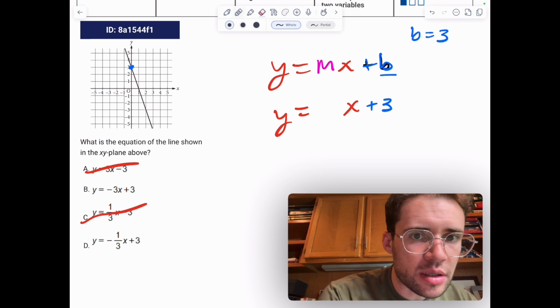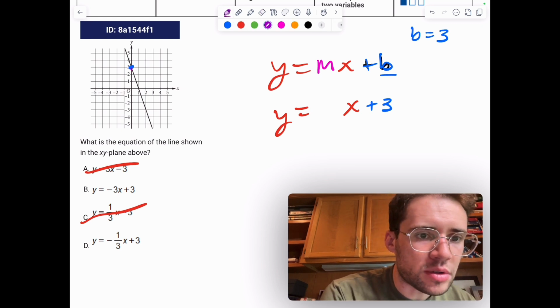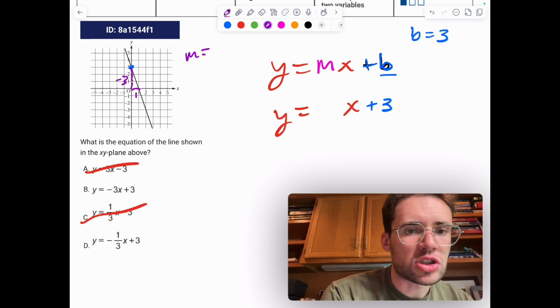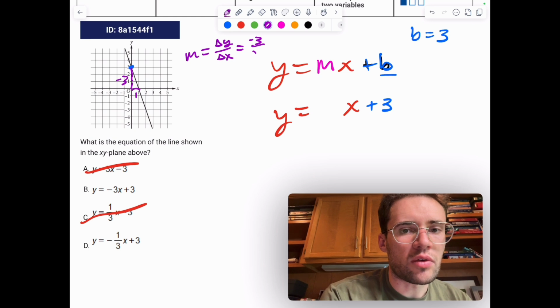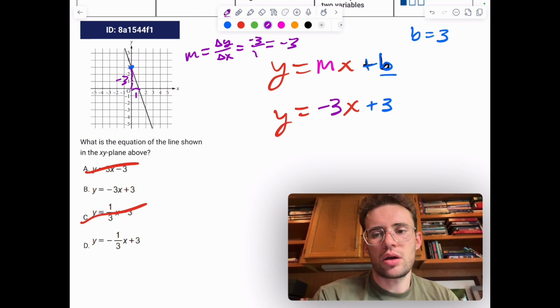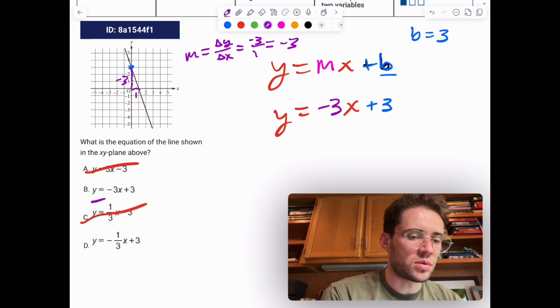So we quickly eliminate c and a because they have a positive slope. But it's going down 3 and then over 1. So you go 1, 2, 3 down, over 1. Remember that the slope is the change in y over the change in x. So it goes down 3 over 1, which simplifies to negative 3. So our slope is negative 3. Our y-intercept is 3. So we'd say y equals negative 3x plus 3, which is option B.